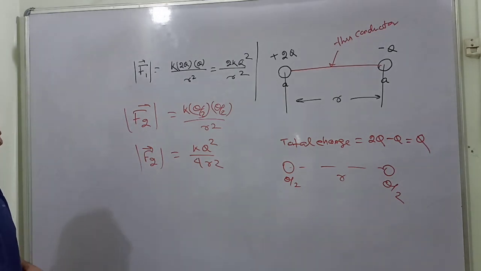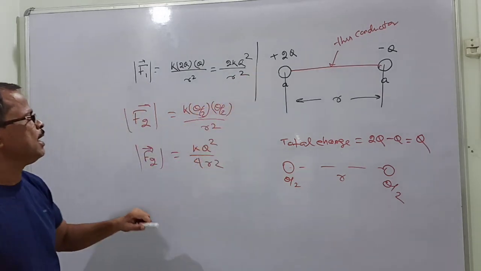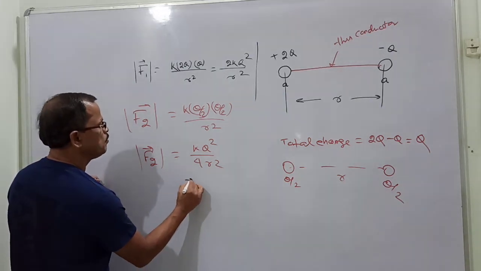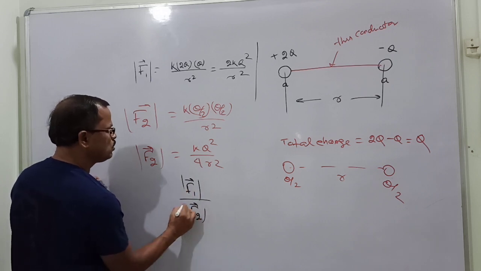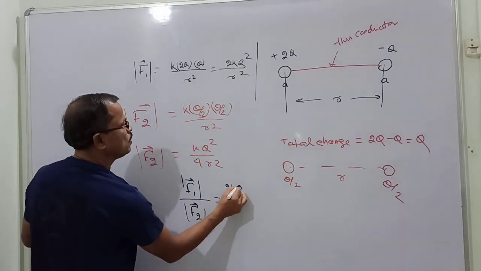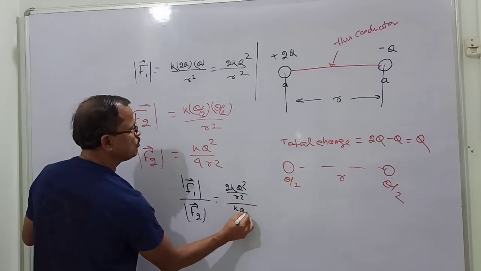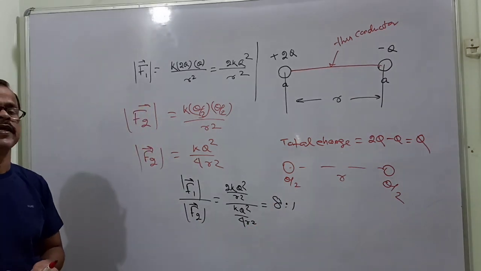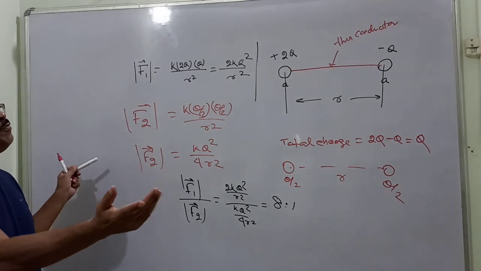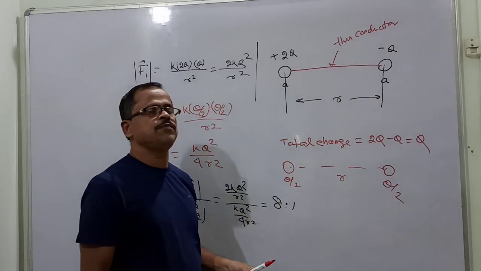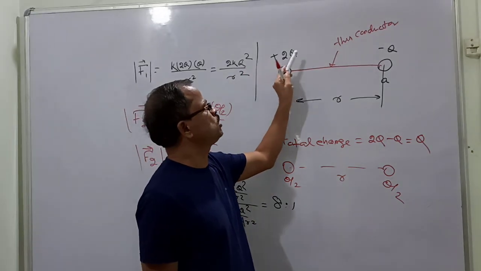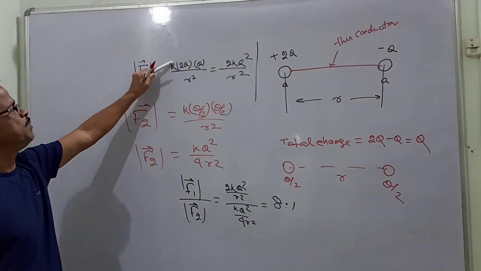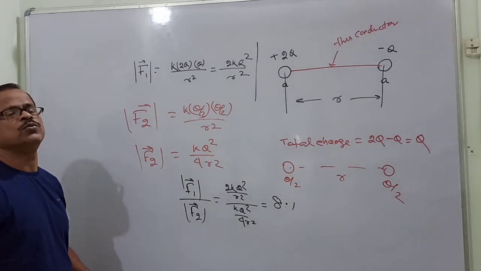Now our question is, what is the ratio of the initial force to the force in the second case? The ratio of the magnitudes F1 divided by F2 is equal to 2kq square by r square divided by kq square by 4r square. It is equal to 8:1. This is also a very important problem. Because the spheres are of the same size, they keep the same amount of charge. We add the charges, 2q minus q, total is q, and that total is divided in half. Then again apply Coulomb's force to get the new force. The ratio is 8:1. This is your fourth problem.